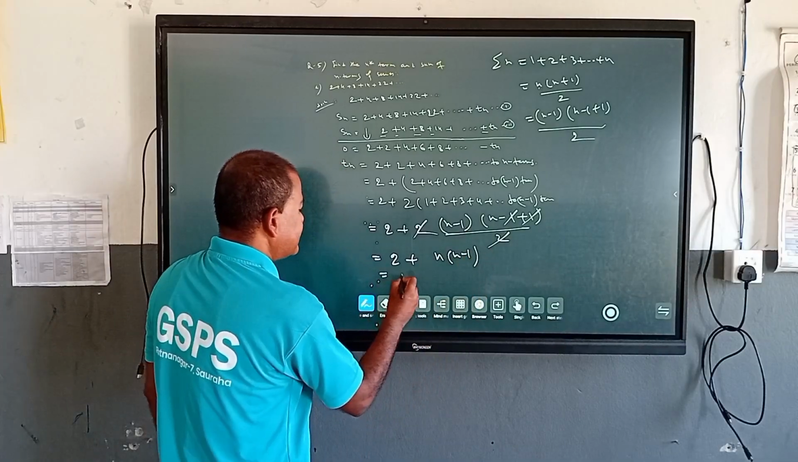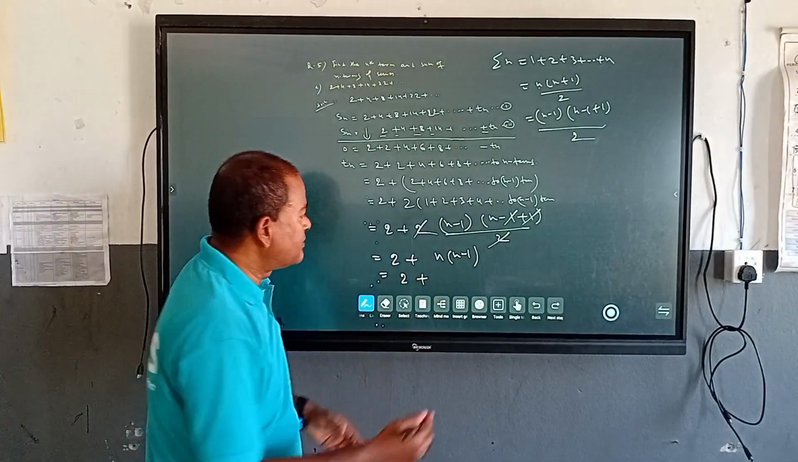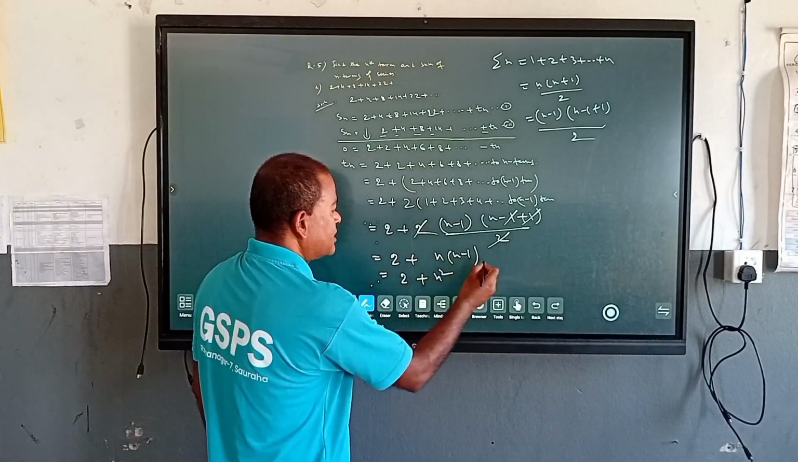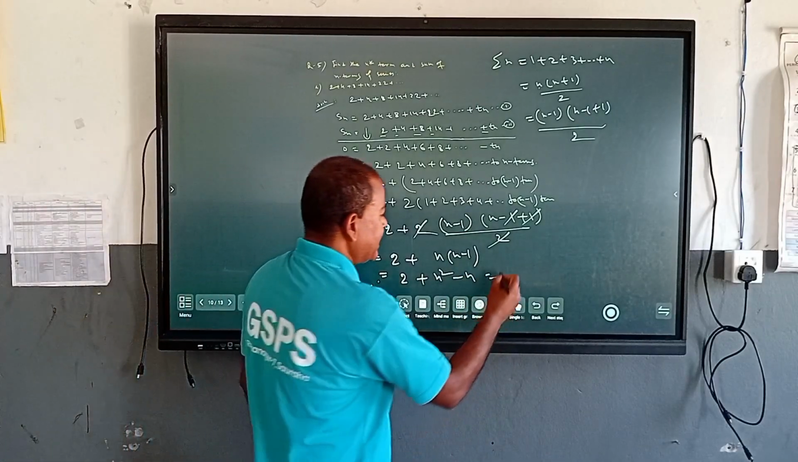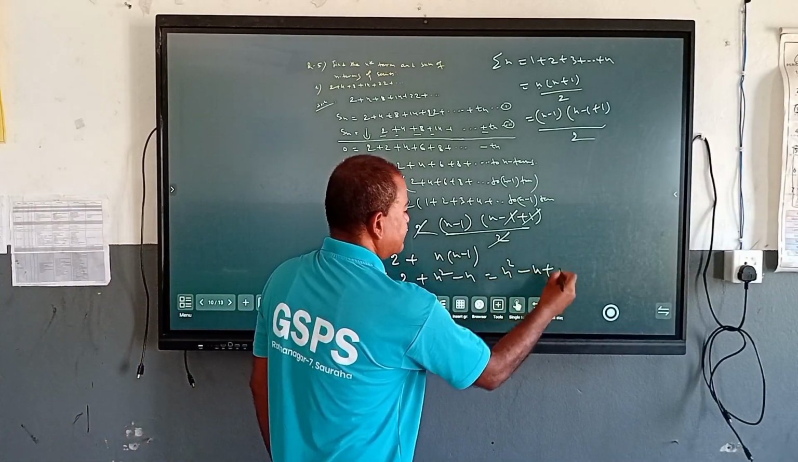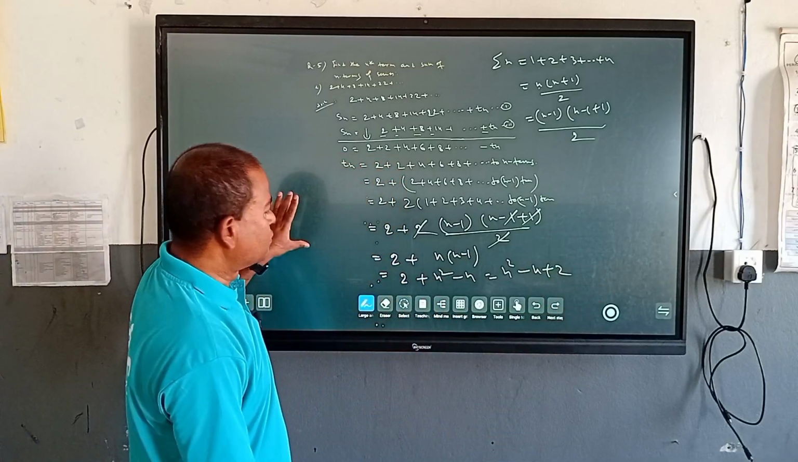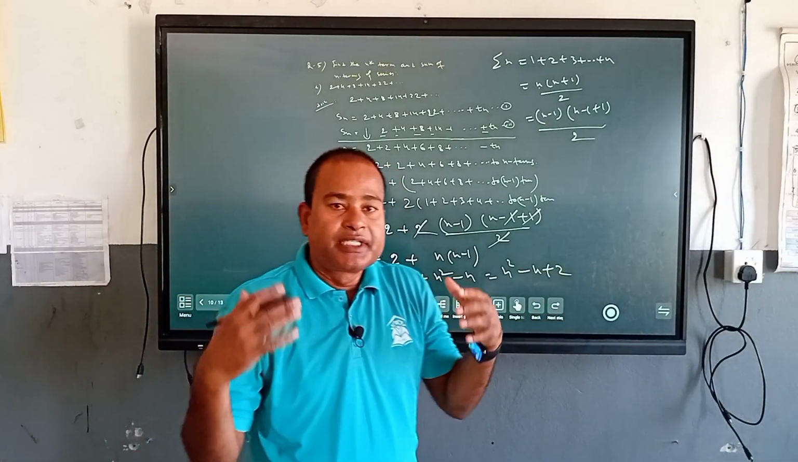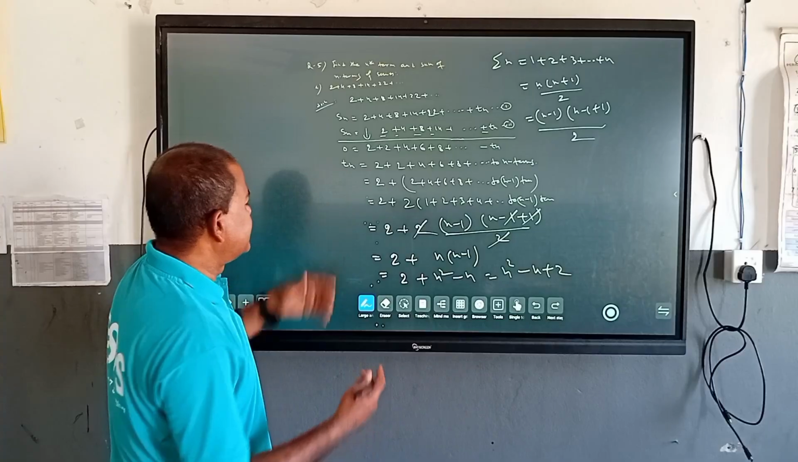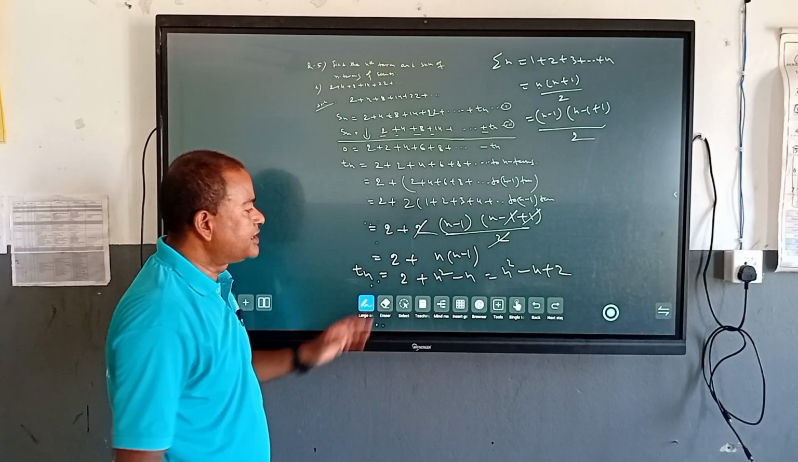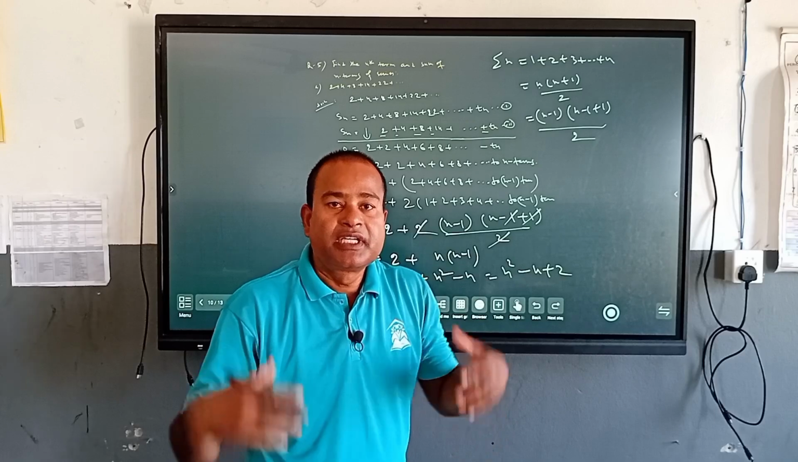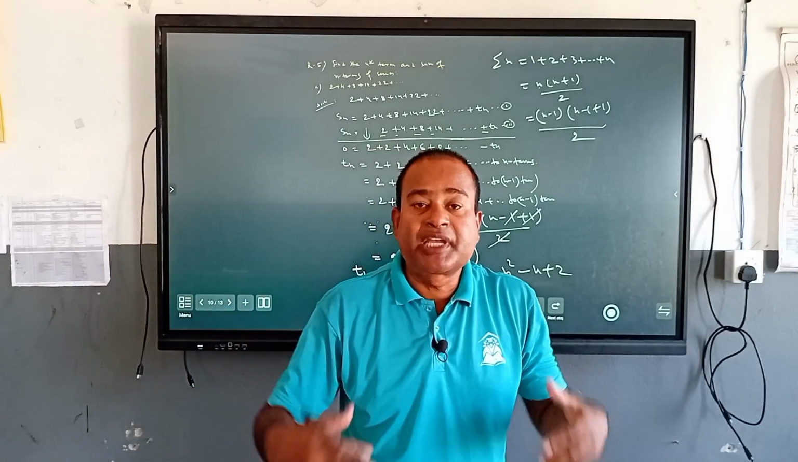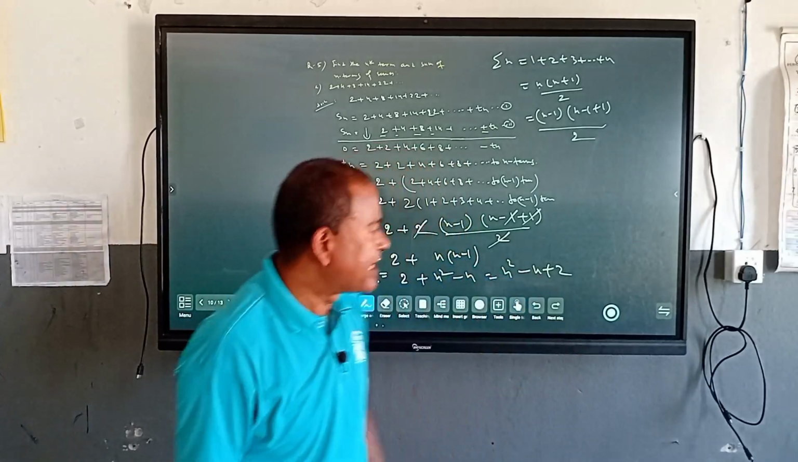So let's write it in simpler form. n square minus n. Let's arrange the terms: n square minus n plus 2. So this is the general term, that means Tn. We have found the Tn. The general term is n square minus n plus 2. So this is the general term of the given series by using the successive difference method.